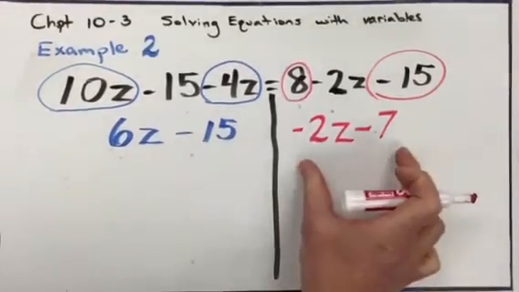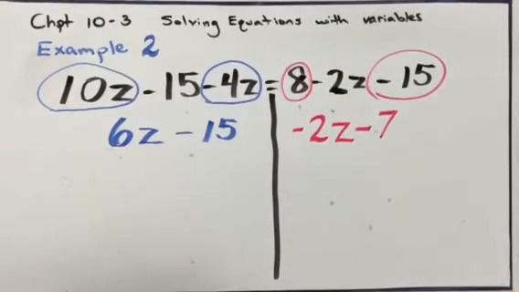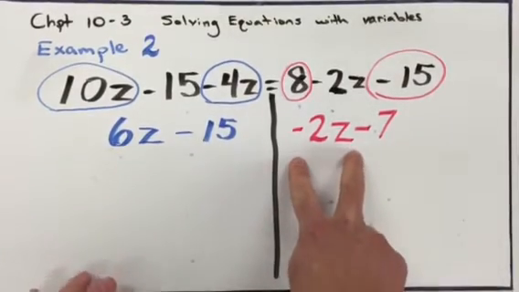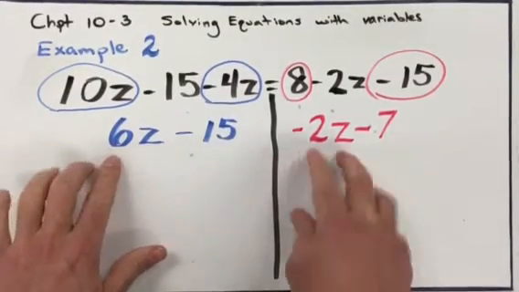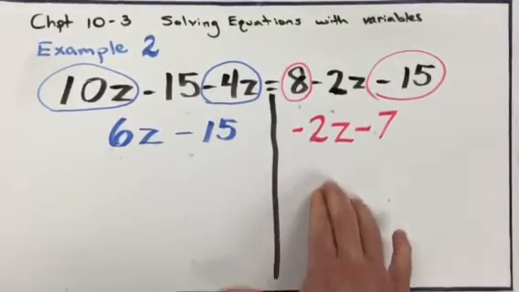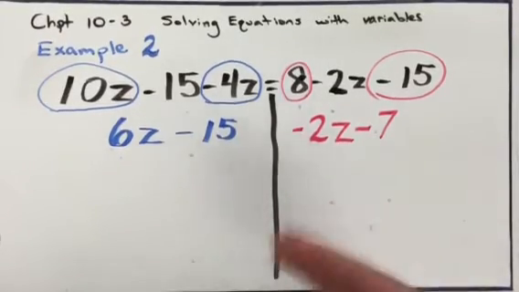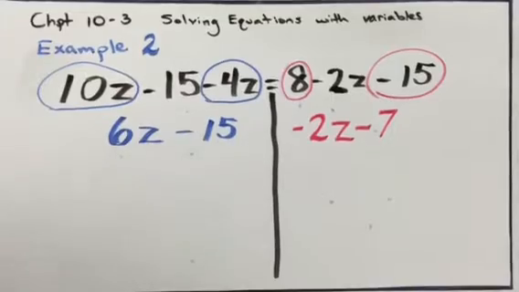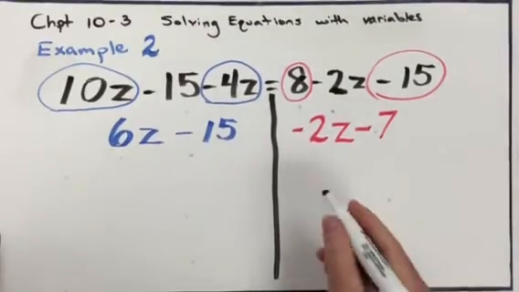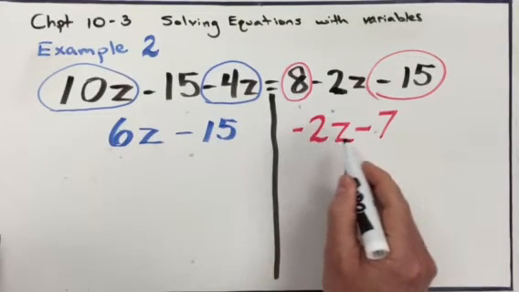Okay, now that there's no more like terms on either side that I can combine, I'm going to start moving things around. One of the strategies here, just looking ahead and thinking about what I can do, is that if I brought the 6z over to the right-hand side, then I would end up with my variable being negative. I don't want to have a negative variable because there's one more step that I have to do at the end. So instead, I'm going to get rid of this negative 2z.